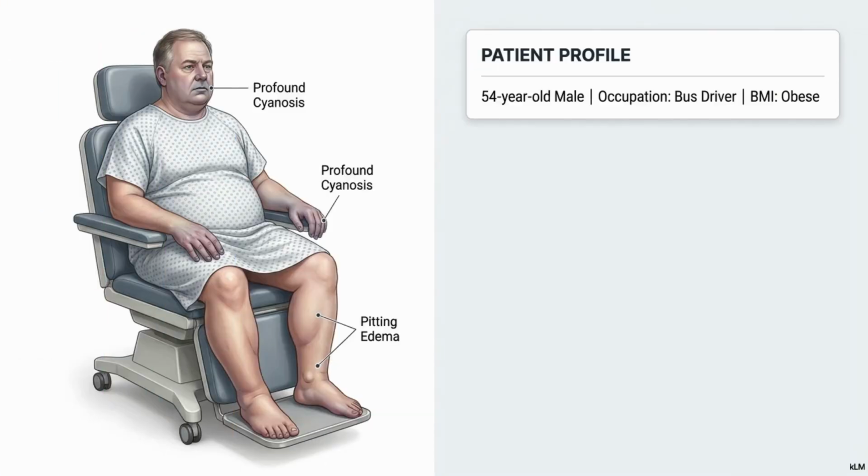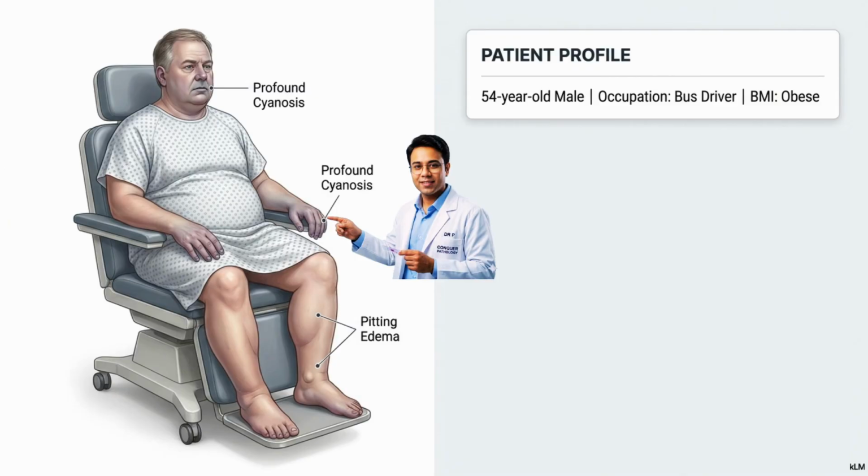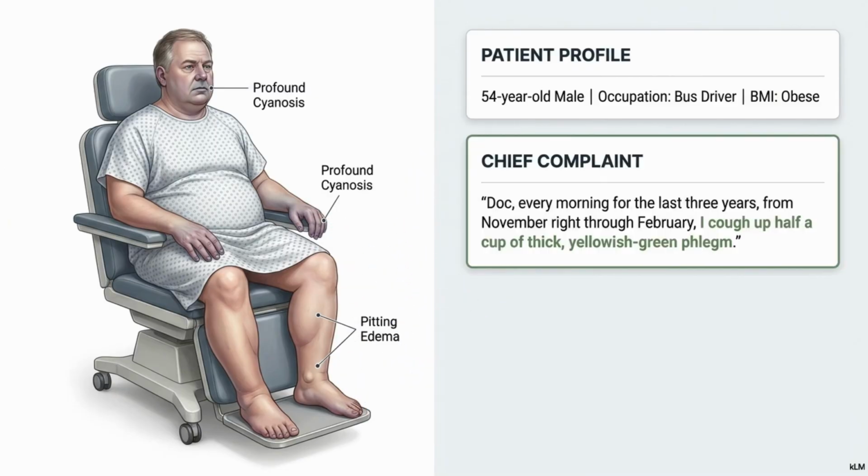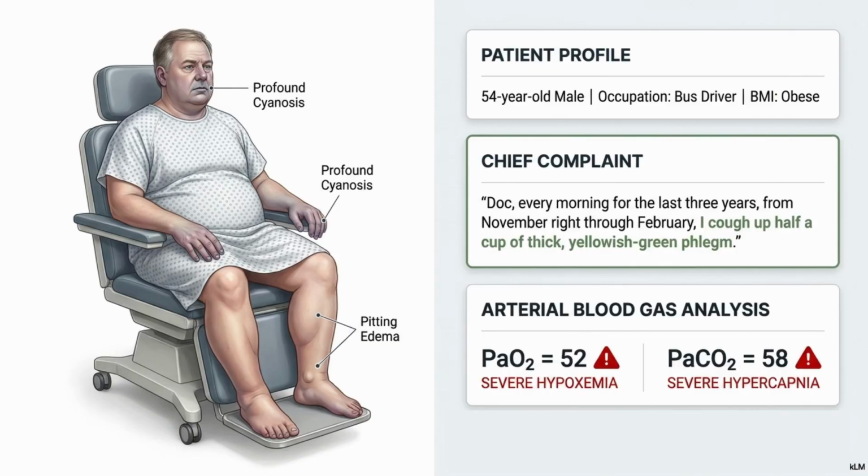We have a 50-year-old male. He is a bus driver and his BMI categorizes him as obese. On physical exam, you can see profound cyanosis and pitting edema on his legs. Look at his chief complaint. "Doc, every morning for the last 3 years from November right through February, I cough up half a cup of thick yellowish green phlegm." When we run an arterial blood gas analysis, the numbers are alarming.